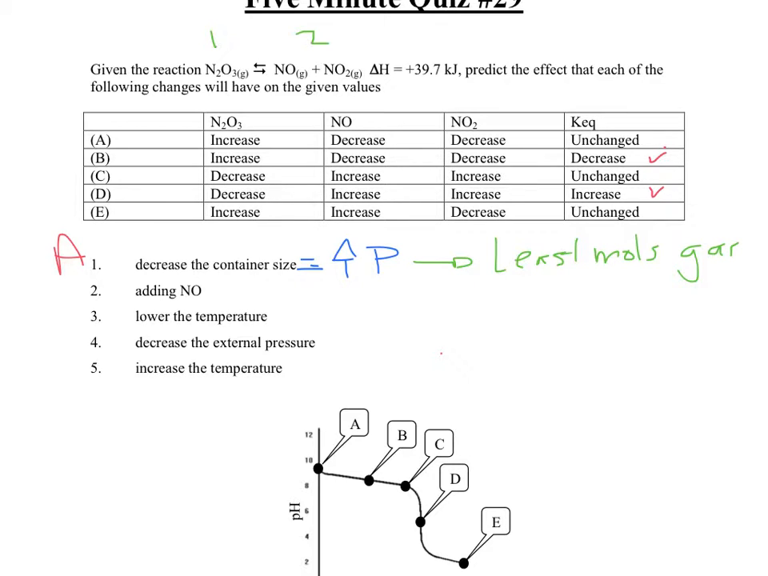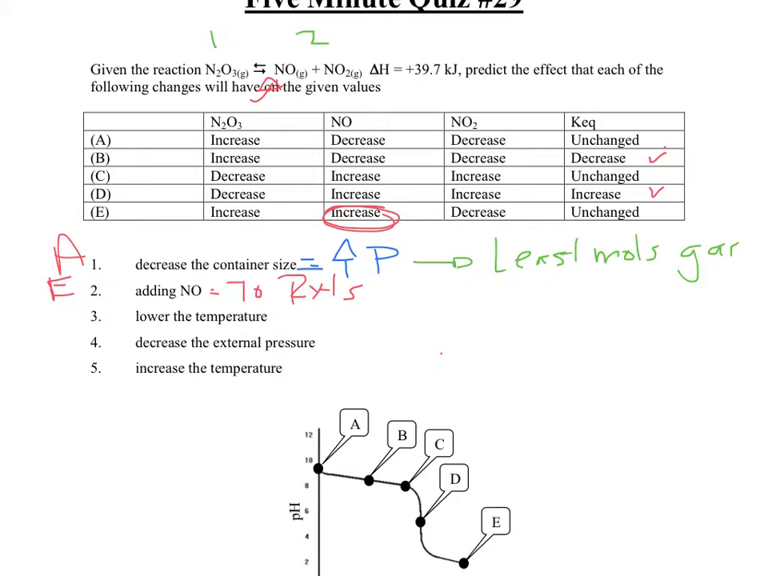Good. Okay. Adding NO. So we're adding a product. So what way are we going to shift? All right, so we're going to the reactants. What's the answer? A, B, or D. Probably A. This one's kind of a tricky one. Why is it E? Yeah, that's probably because you're actually adding some NO, so it has to go up a little bit. That's got to make sense, right?